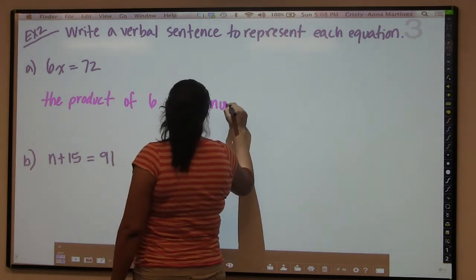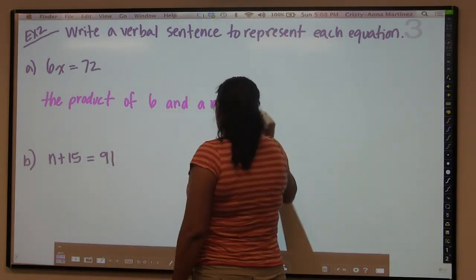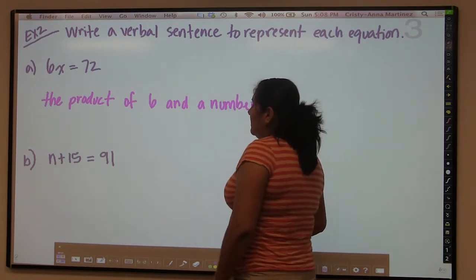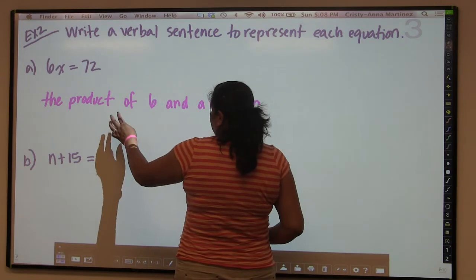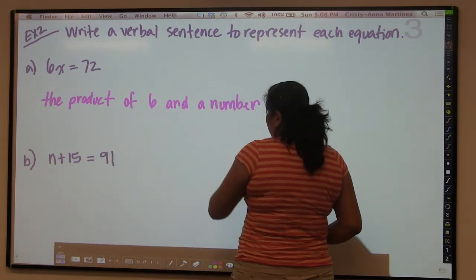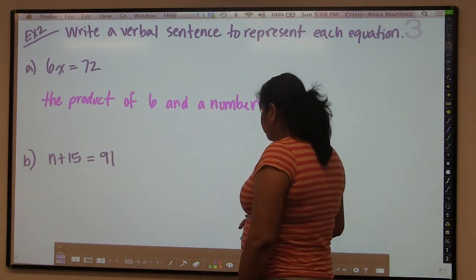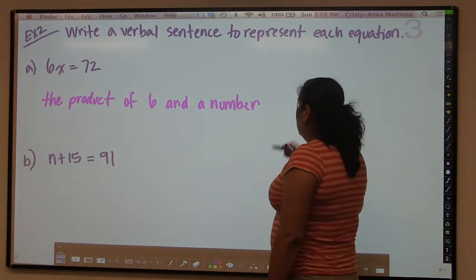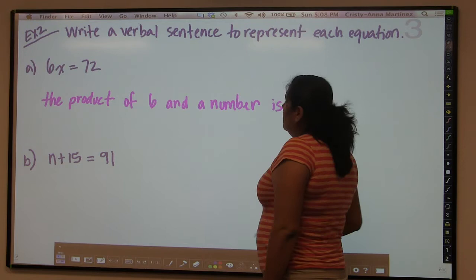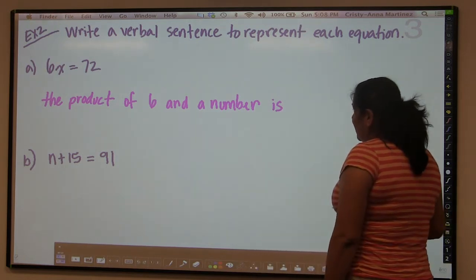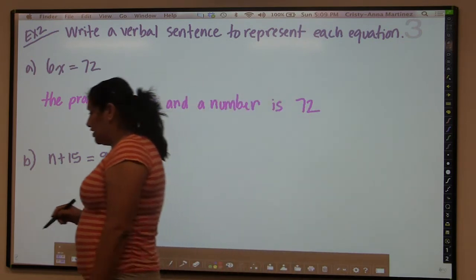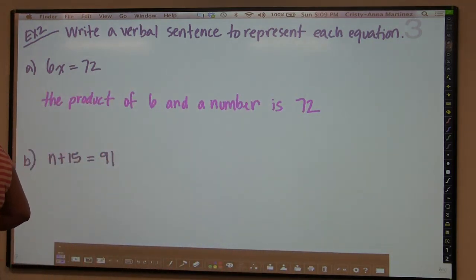And you can see from this what I was talking about earlier, about whenever you see the word product or quotient or sum or difference of, it's got to be 2 things. So there's a product of 2 things, 6 and a number, and the number being the variable x. When we use the symbol equal in math, we use the word is. So the product of 6 and a number is 72. And that would be your expression for part A.